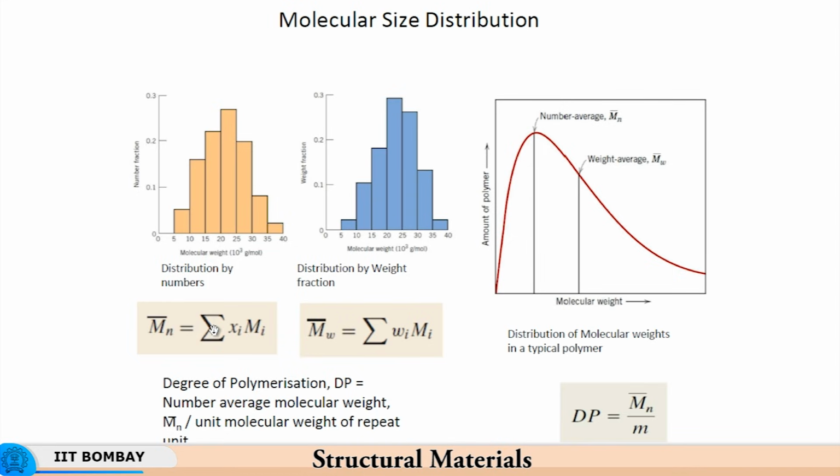Similarly, you have a molecular weight of slightly higher magnitude. Naturally, this will have a greater melting point. This will have a much greater melting point, much greater compared to this one. So, now you have a range of melting points and a range of strengths available in each of these different molecular weights.